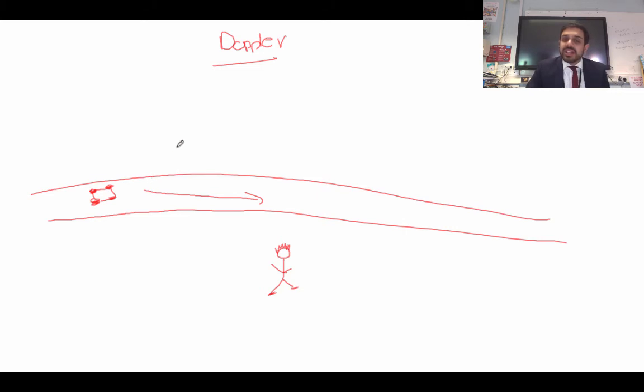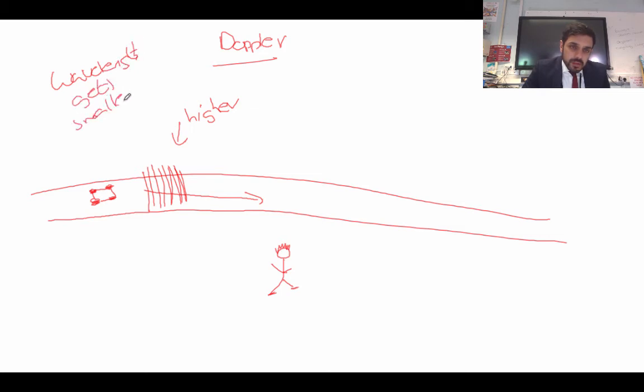The engine is giving off a sound. As the car is coming towards me, the sound waves get more and more bunched up. That makes the sound appear higher pitched. If you want to be a bit more scientific about this, as the object is coming towards you, the wavelength gets smaller and the frequency gets higher. That's why you get the high bit at the beginning.